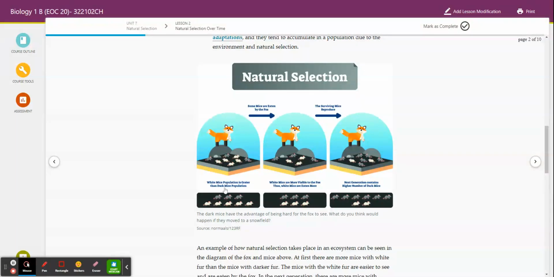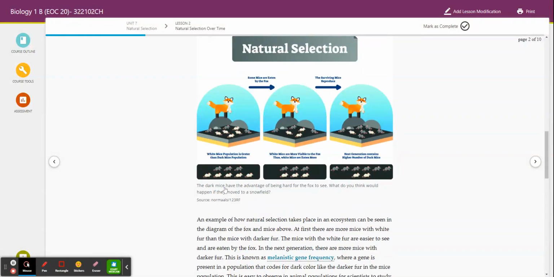You can see in the image here that the white mice population is greater than the dark mice population. Foxes eat the mice. Some mice are eaten by the fox. Now, the fox is going to eat whatever mouse it comes across. It's not going to choose particularly dark or light colored mice. White mice are more visible to the fox, thus white mice are eaten more.